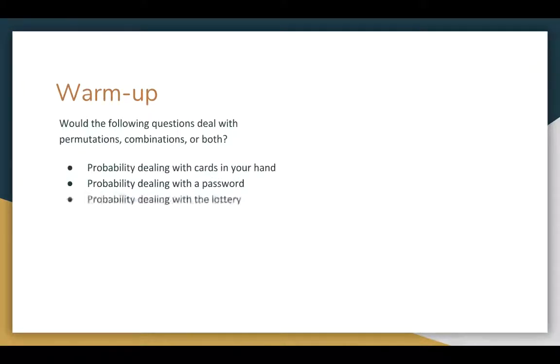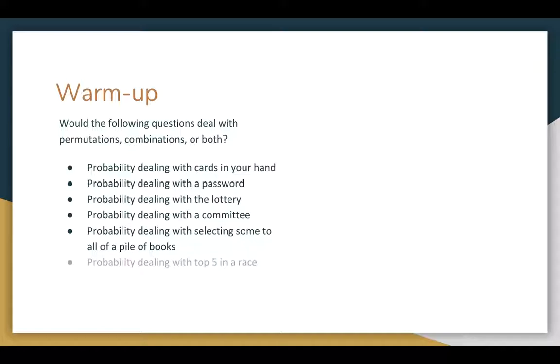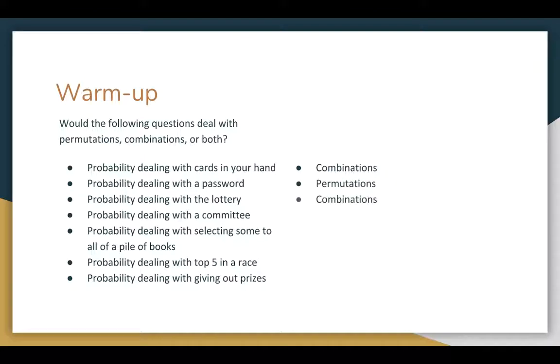So question here, are we dealing with permutations or combinations or both? Cards in your hand, password, lottery, committee, selecting some to all of a pile of books, top five in a race. First one's combinations, then permutations. Combinations is the lottery. Certainly you could have lotteries or raffles where order matters. And so the key here is you're asking if the order does matter. So in a committee, it really could depend if there are roles.